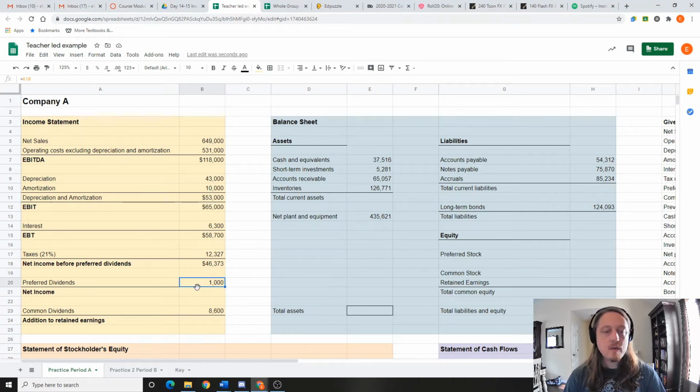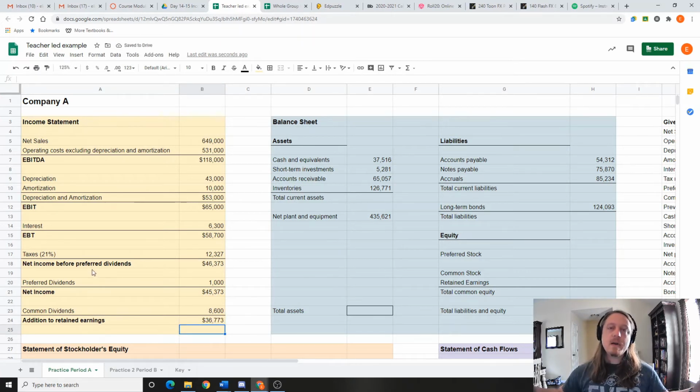And so we're going to take out what we promised to pay our preferred dividend holders, or preferred stockholders. So this equals 46,000 minus 1,000. Okay, so this is my net income, the profit. But of course, this is a corporation, and so the people who own stock want a piece of the pie. So we've promised to pay them some dividends. You don't have to, but we did, and so it's $8,600 that we have promised to pay. So we've got to take that out of what we have earned. So net income minus the common dividends gives me my addition to retained earnings.